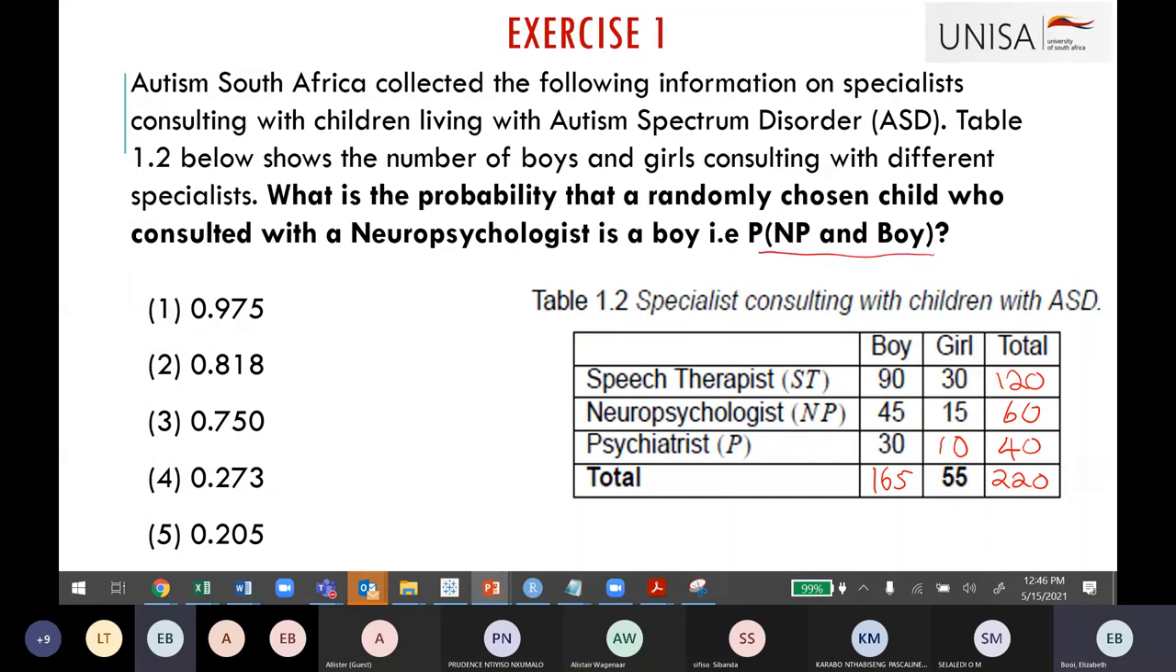Remember the question we were asked was to calculate the probability of a boy and neuropsychologist, or neuropsychologist and a boy. So there is neuropsychologist and there is the boy. So we know the formula that the probability of A and B is equal to X divided by N, the number satisfying the joint event divided by N.